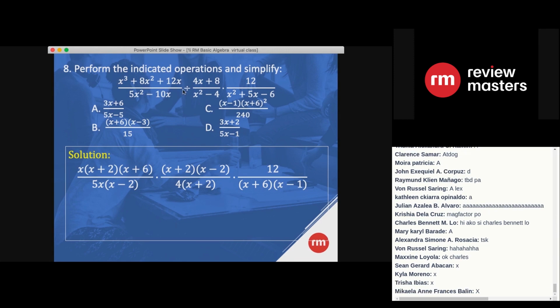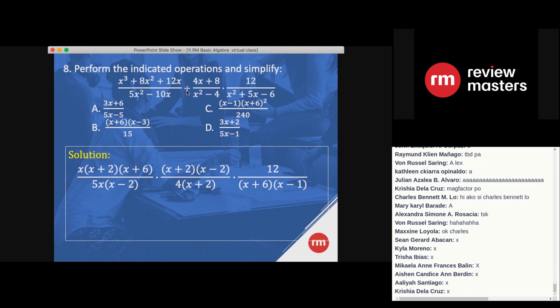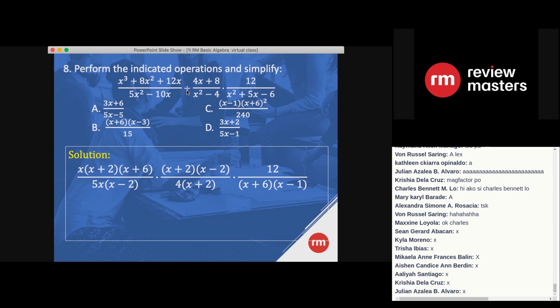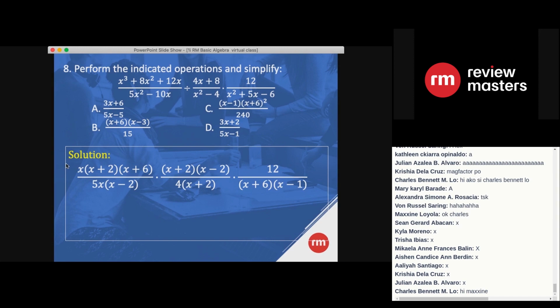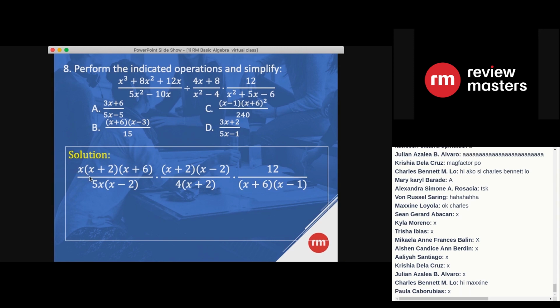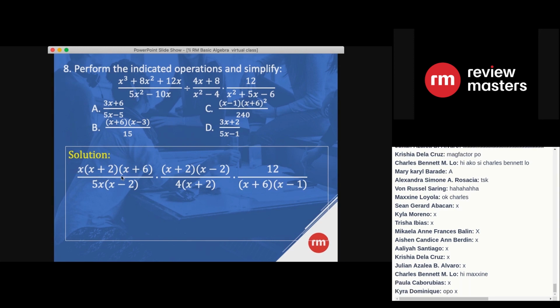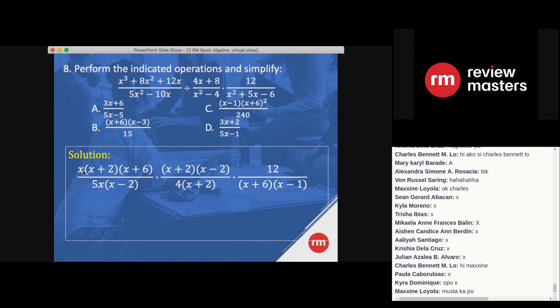So yun ngayon, yung x squared plus 8x plus 12 should now be factored out. Okay, by trial and error, the factor of that would be x times the quantity x plus 2 times the quantity x plus 6. Okay, so ito yon, ano? Yung factors nito, ito na. Okay. Next, denominator of this one, meron bang common factor? 5x squared minus 10x, meron bang common factor?